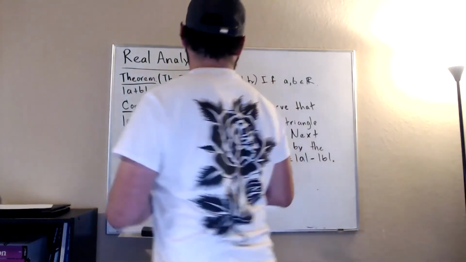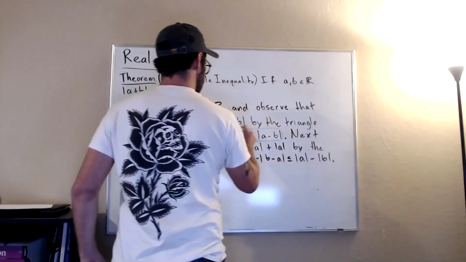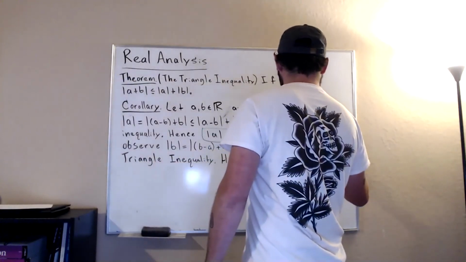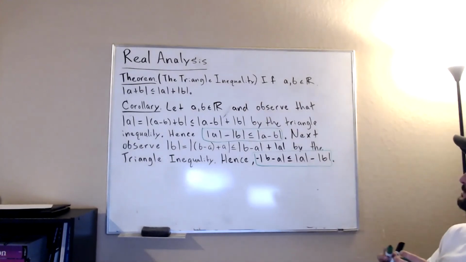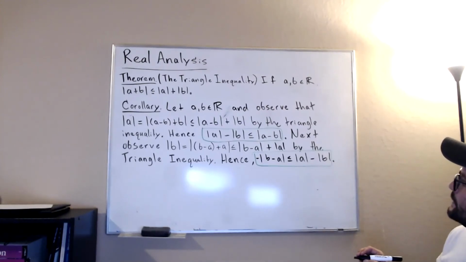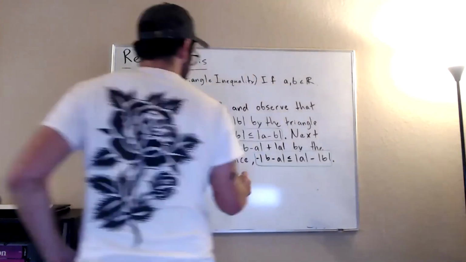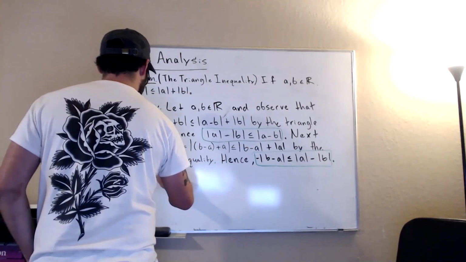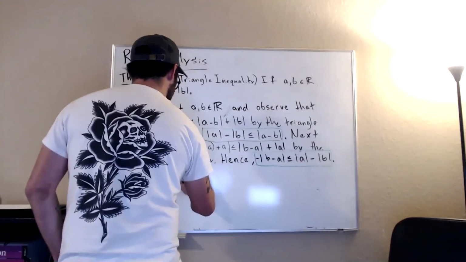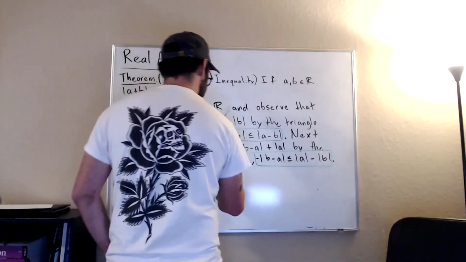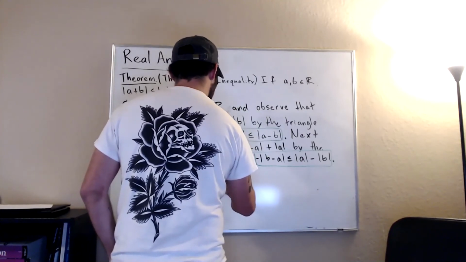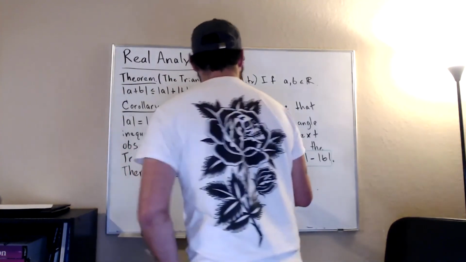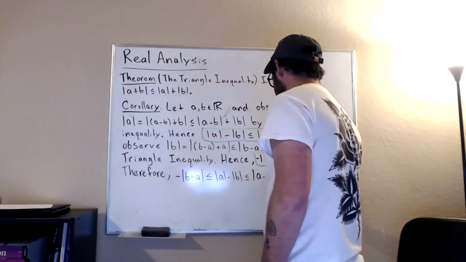So what are the two inequalities that we have? We have this. We have this. Right? So how does that help us? Well, what it says is what? So what do we know? We know, therefore, that the negative of this is less than or equal to this, which is less than or equal to that.